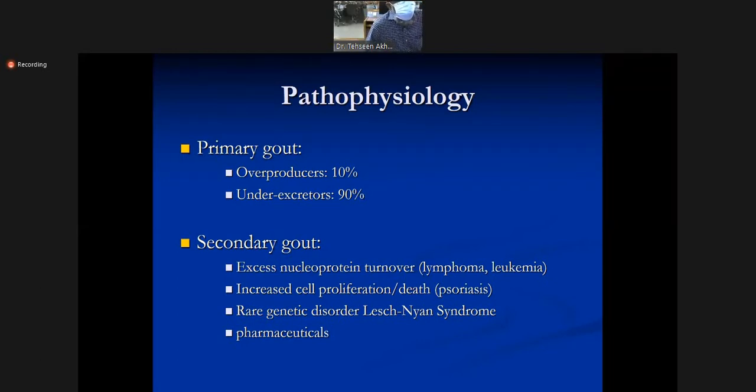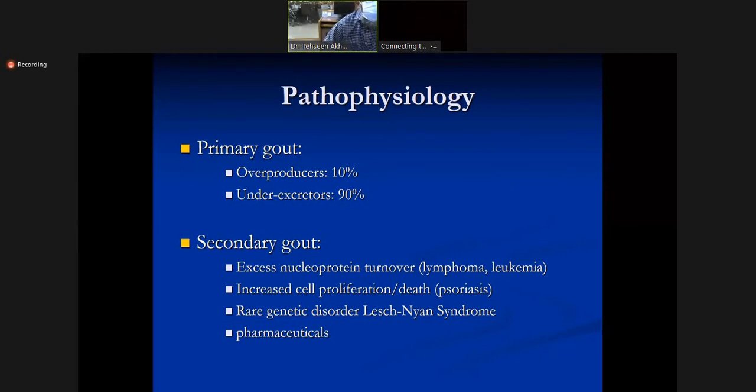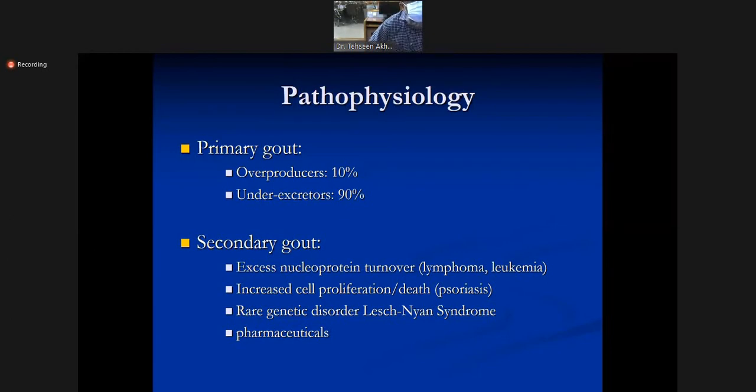Now there is primary gout and secondary gout. Primary gout is due to overproduction of uric acid, and it is 10%. While primary gout secondarily is due to under excretion. The kidney excretes this uric acid. When the kidney fails to excrete uric acid, the level of uric acid increases, and it is in 90% of cases.